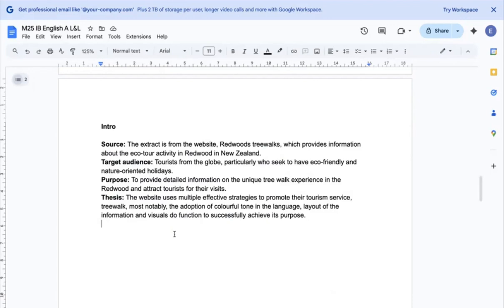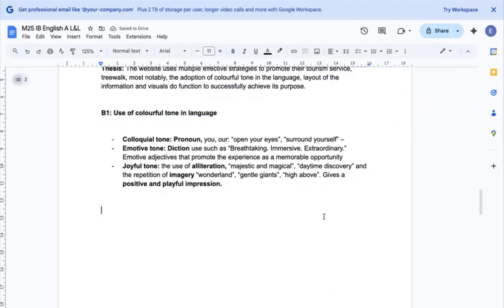Last is your thesis, which guides examiners to understand which ideas and points, the 3 big ideas, that you will analyze in this essay. So for this, I wrote that the website uses multiple effective strategies to promote their tourism service, which is tree walk. And most notably, number 1, the adoption of colorful tone in the language. Number 2, the layout of the information. Number 3, visuals. All of them function to successfully achieve its purpose.